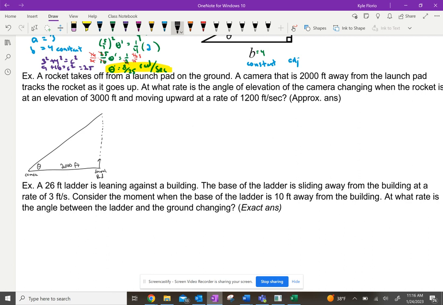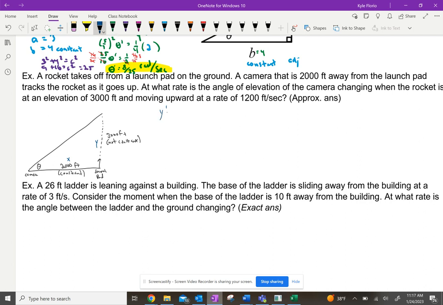At what rate is the angle of elevation of the camera changing when the rocket is at a given elevation? So at some moment in time, this elevation becomes 3,000 feet. So that's increasing, so that's not constant. What is constant is this 2,000. And we know that when it's at an elevation of 3,000 feet, it's moving upwards at a rate of 1,200 feet per second. So I'm going to call this X and Y.